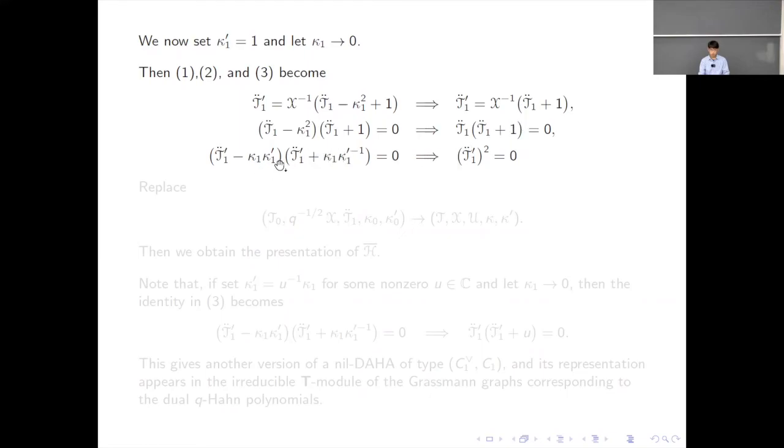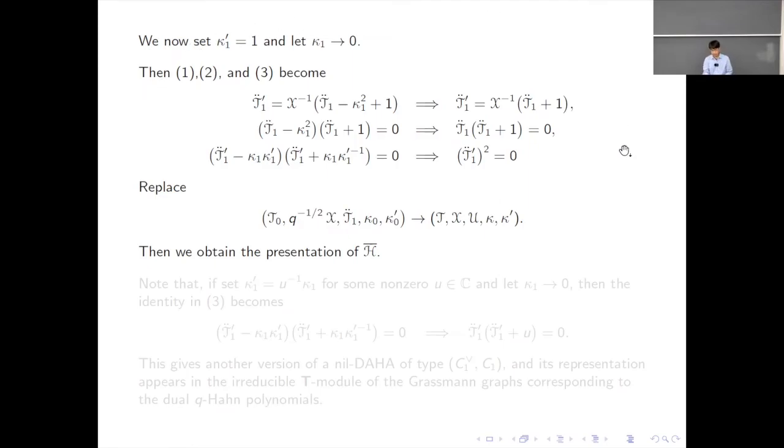and K1 prime is 1, and K1 sends to 0, so we got this. So we have new relations by sending K1 to 0. So we now replace this expression with new notations like this. Then we obtain the presentation of a nil-DAHA. This is called the double normalization. So we obtain the nil-DAHA by specializing this.